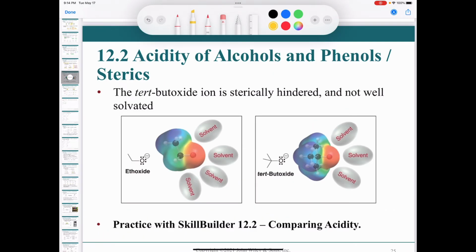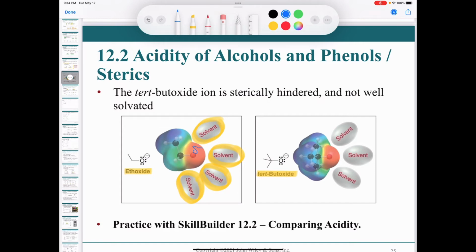If we look at this figure here, it shows the electrostatic potential maps of the ethoxide ion and the tert-butoxide ion. And you can see that since the ethoxide only has an ethyl group on it, it is less sterically hindered, and therefore more solvent molecules can gather around that negative charge, which is shown here by the color red. More solvent molecules can gather around that negative charge to stabilize it.